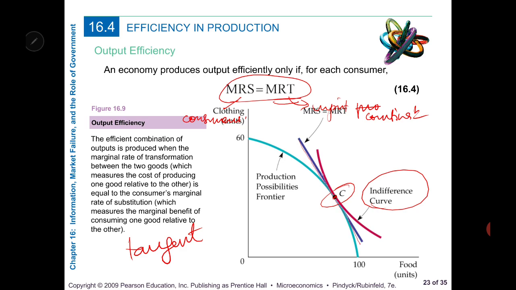So this is a tangent line that touches the PPF and also the indifference curve. So this tangent line slope, let's say the slope here equals 1. So that means MRS equals MRT equals 1. Okay, because in math, the tangent line represents the slope at that point on a non-linear curve.